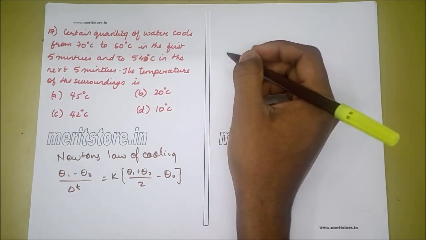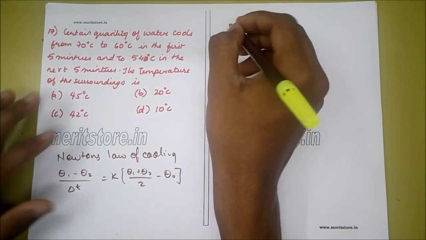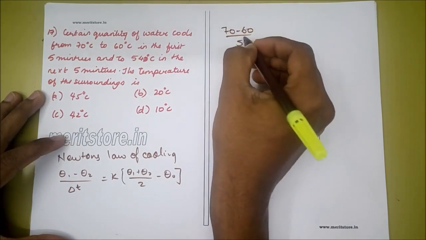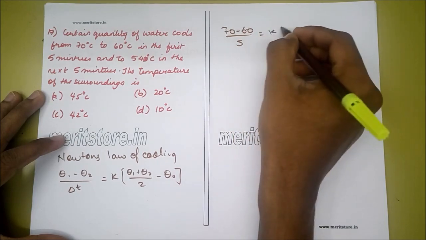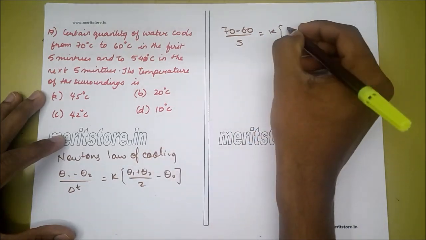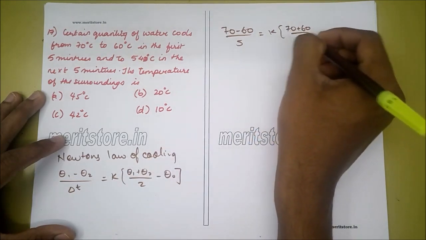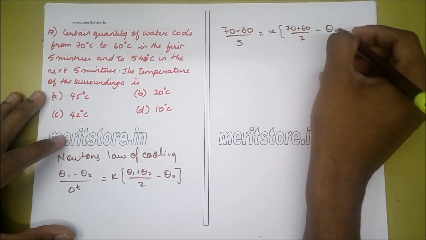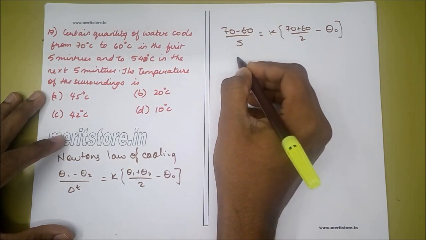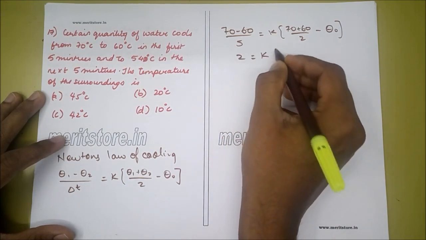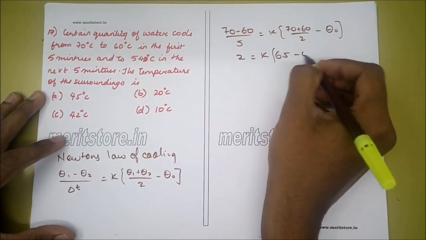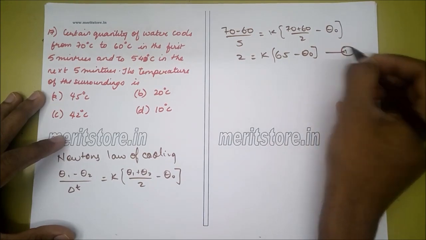So according to this formula, let's substitute for the first case. From 70 to 60 degrees Celsius, so 70 minus 60 in 5 minutes is equal to K times the average of 70 and 60, so 70 plus 60 upon 2, minus the temperature of the surrounding, which is unknown, theta naught. So 70 minus 60 is 10, 10 by 5 is 2. So 2 is equal to K times 70 plus 60 upon 2, which is 65, minus theta naught. Let this be equation 1.